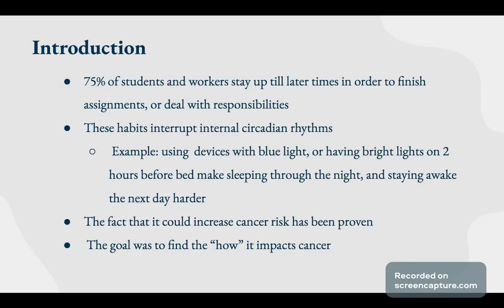Around 75% of students and workers stay up late at night in order to finish their tasks or assignments, and these habits of staying up late can actually interrupt their internal circadian rhythms. The fact that these interruptions could increase cancer risk has been proven, and that's why the goal of my project was to find how it impacts cancer, and more specifically how it impacts tumor growth.